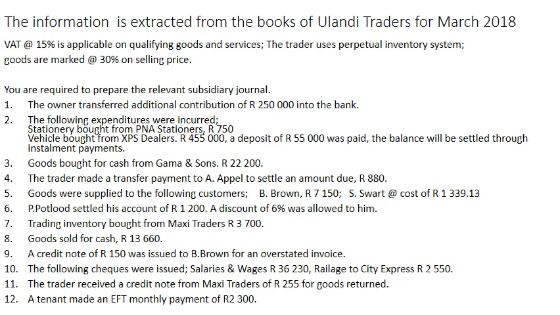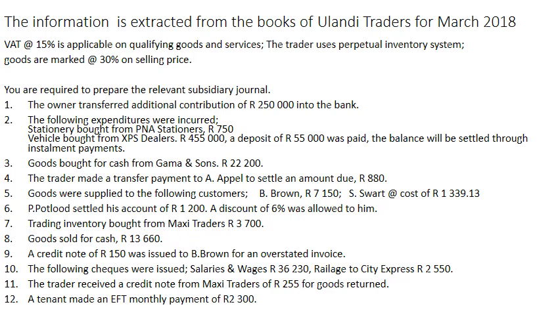The following checks were issued: salaries and wages, 36,230 rands. Relish to City Press, 2,550 rands. These transactions are cash payment.